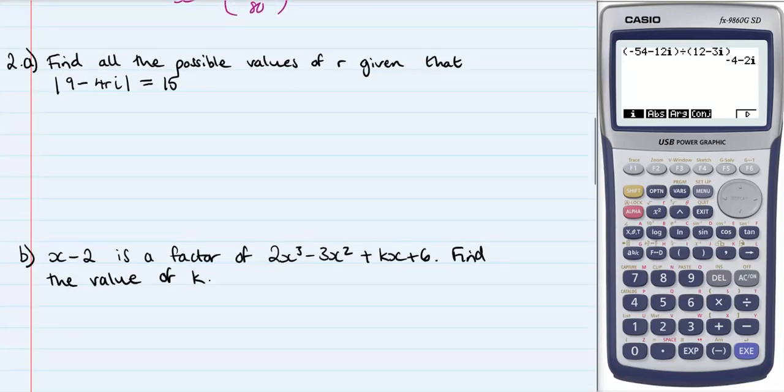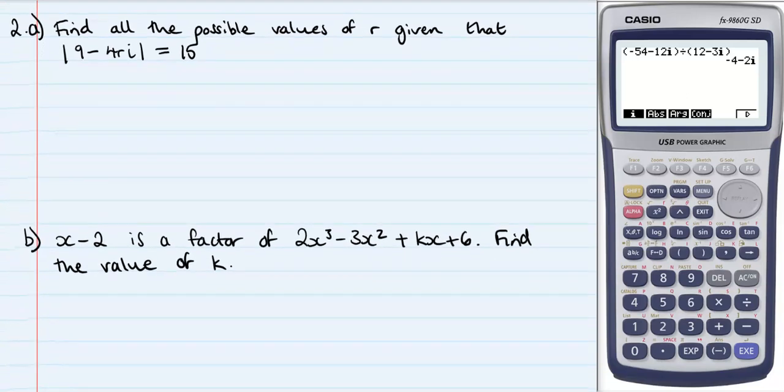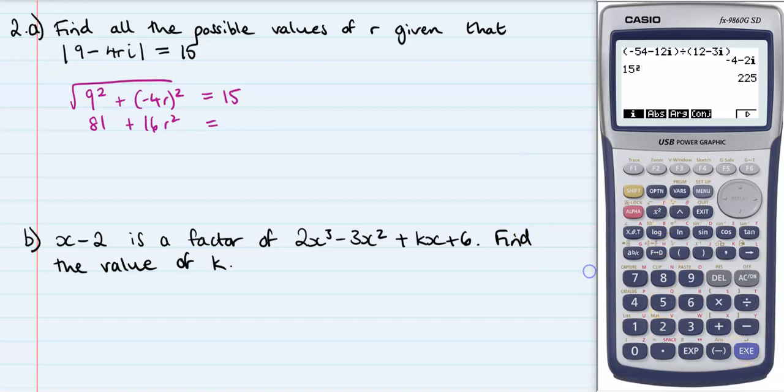All right, question 2, let's keep going. So we've got the modulus of this complex number here is equal to 15. What could r be? So modulus is when you do the square root of the 9 squared from this bit and the negative 4r here from that bit. So 9 squared plus negative 4r squared, and then you square root it, will make 15. So 81 plus 16r squared will be equal to 15 squared, which is 225.